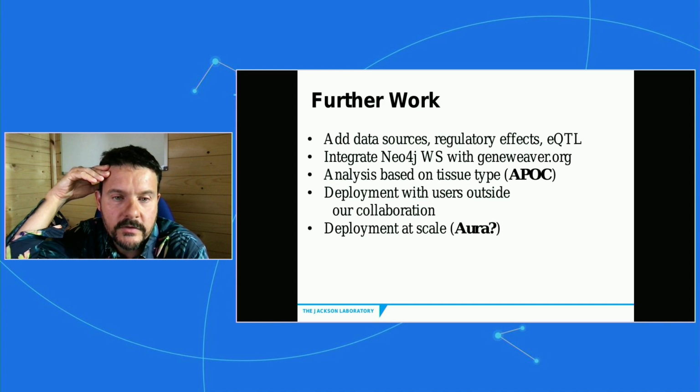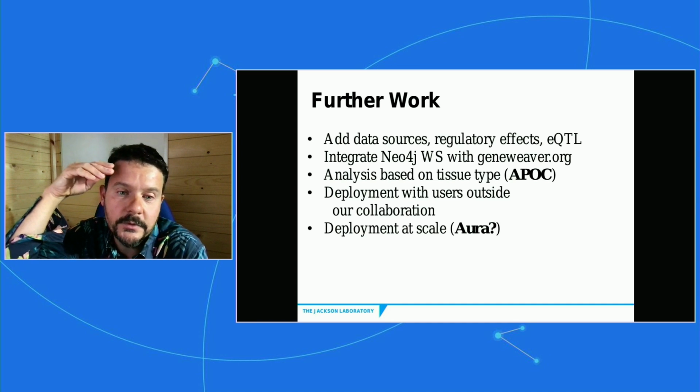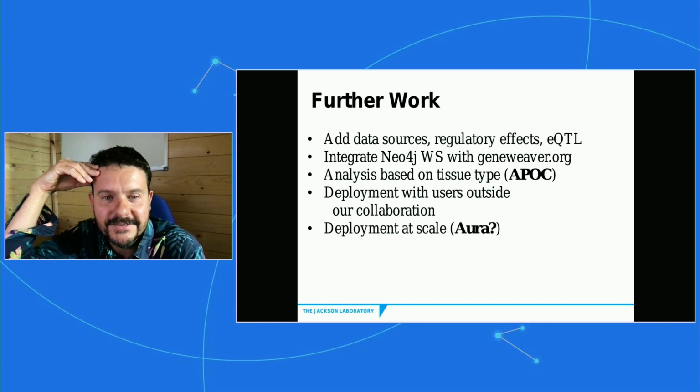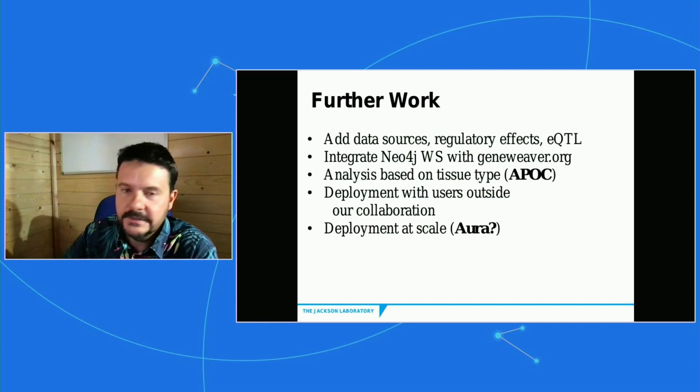We can do further analysis based on tissue using APOC, as I mentioned, and we're thinking of deploying this graph externally. At the moment, it's on a Google Cloud deployment, but that's not public. But we could potentially make that available to other researchers around the US or around the world. And maybe at that point, we would need to go back and look at Aura if it's wildly successful, but I think it would have to be very successful for that to be the case.